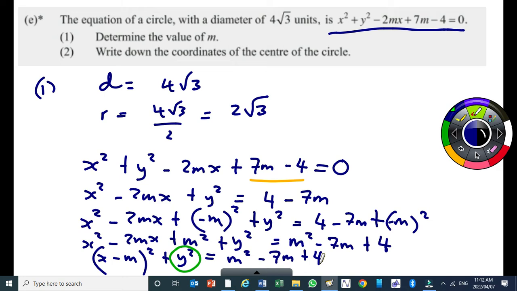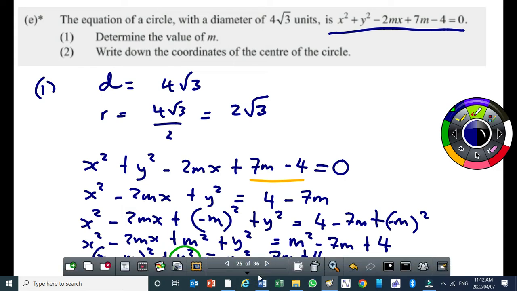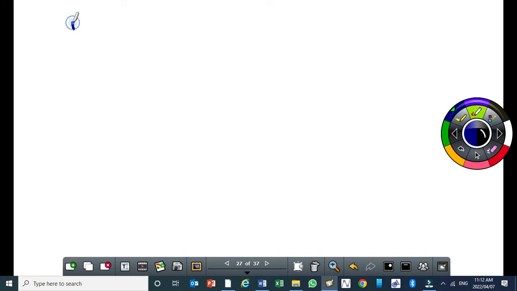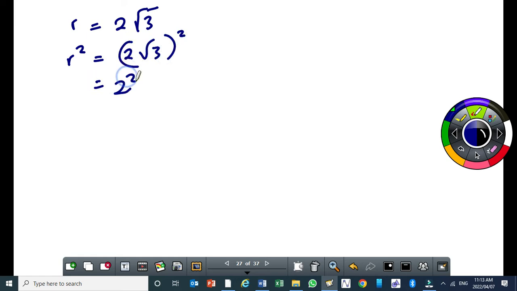Okay? Are you following that? So I can end up saying my r is equal to 2 root of 3. But we want this to be r squared, so it's going to be 2 root of 3 all squared. And this will give me 2 squared times 3, and you get 12. Please use a calculator if you are not sure. So r squared is going to be 12.